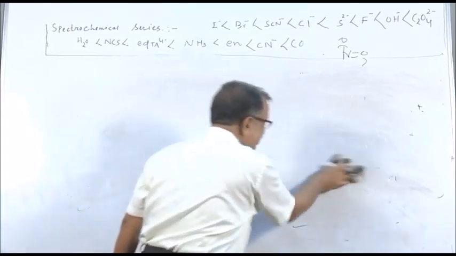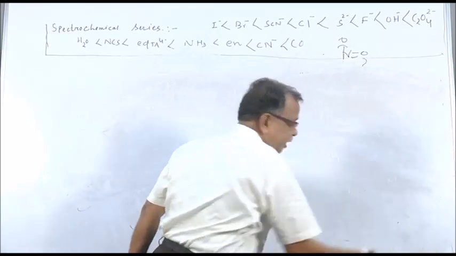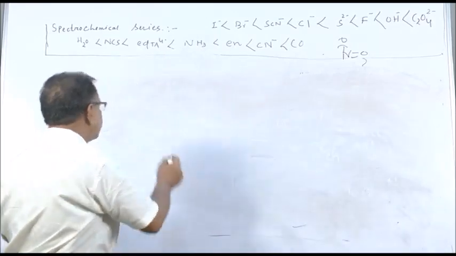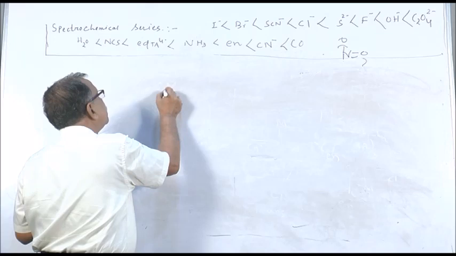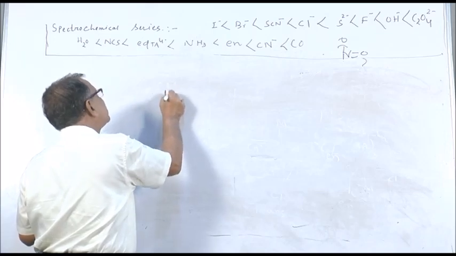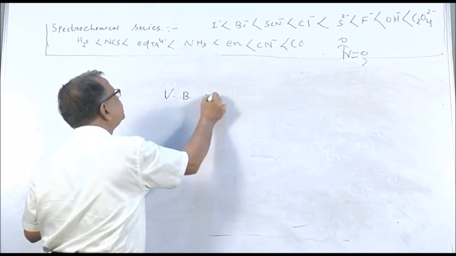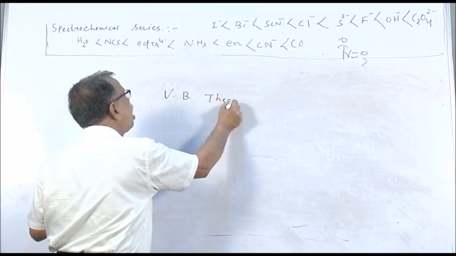Now I will go to the most important factor, important bonding, that is valence bond theory, bonding in VB theory. Valence bond theory of coordination compounds.